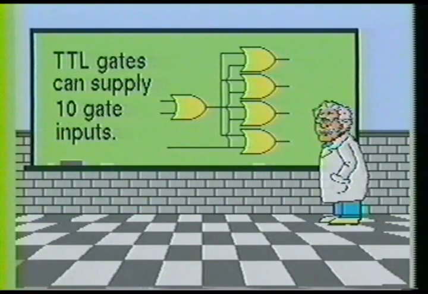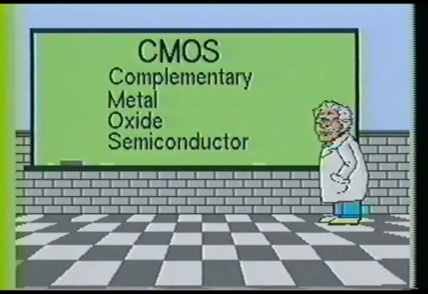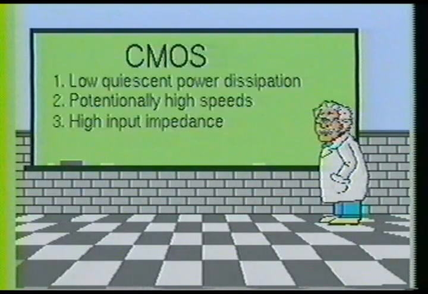Fan-out is a term used to represent the number of inputs that the output of a device can supply energy to. Another common logic family is the CMOS family. The CMOS devices will have a very high input impedance and will consume very small amounts of power.